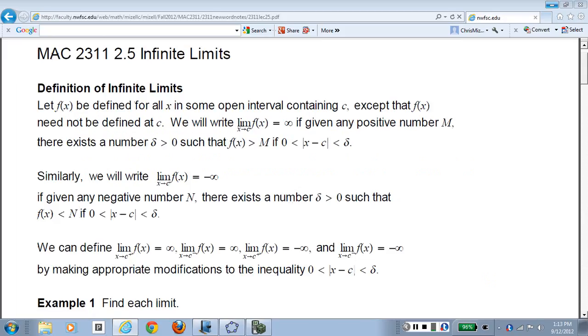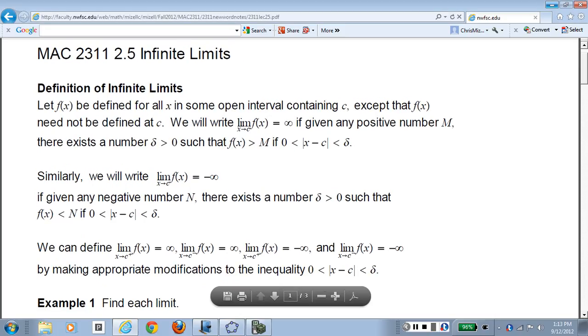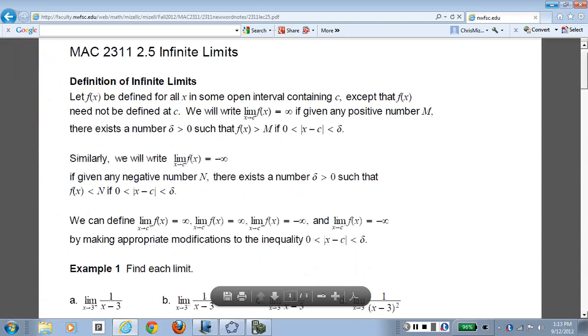I'm not going to place the emphasis on the epsilons and deltas for these infinite limits that I did on just the limit as x approaches a number equals a number, but I at least want to give an idea of how one would do such a thing. So let's look at the official definition and see if I can put a picture with it. Zoom out. There we go. Just a bit.